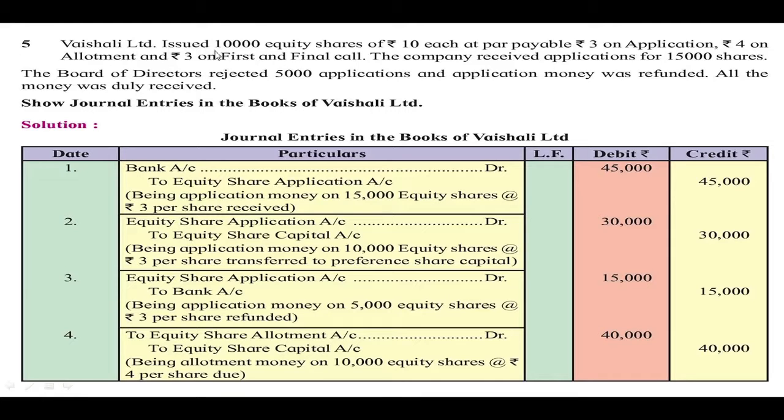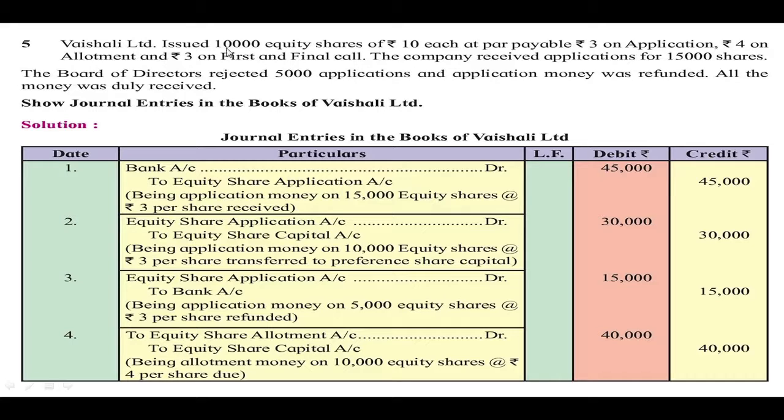Vaishali Limited issued 10,000 equity shares of 10 each at par, payable rupees 3 on application, rupees 4 on allotment and rupees 3 on first and final call. The company received applications for 15,000 shares. The board of directors rejected 5,000 applications and the application money was refunded. All the money was duly received. So journal entries in the books of Vaishali Limited.